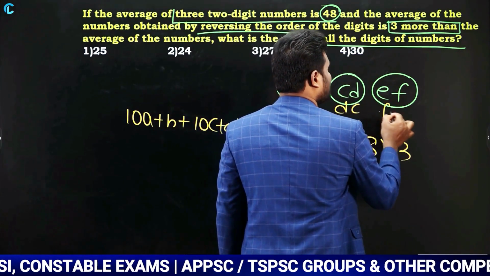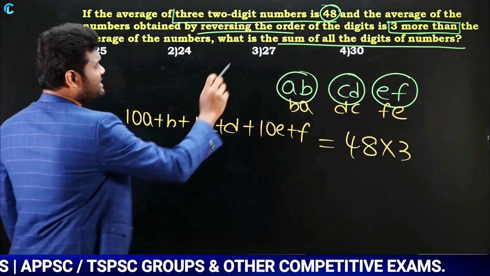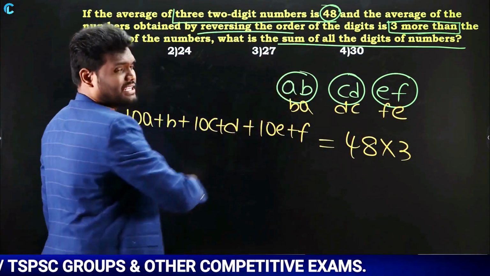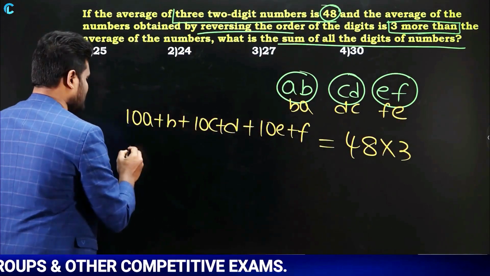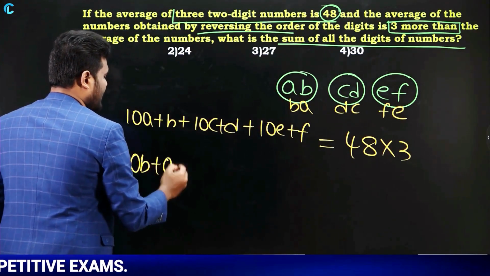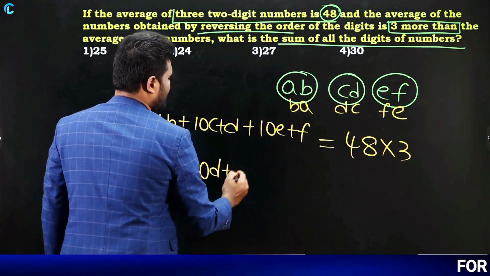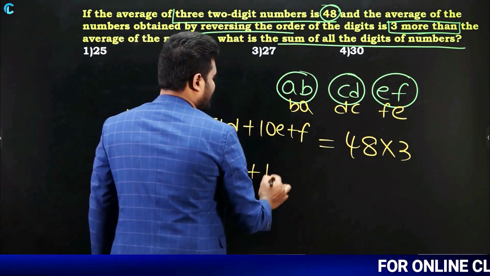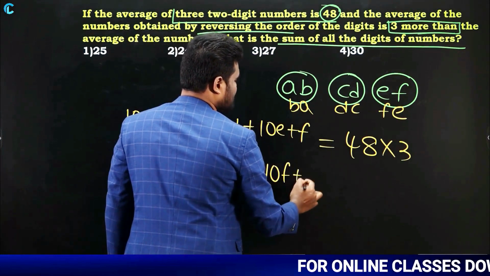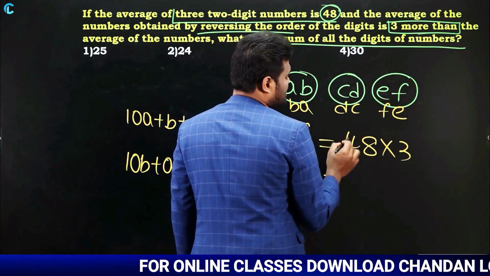Similarly, EF is written as FE. If you are going to interchange, then what happened to the average? The average is 3 more, it is saying. Now look here, if I am going to write this, it is going to be 10B plus A. Similarly, 10D plus C plus 10F plus E is equal to, now 3 more means the initial average is 48.